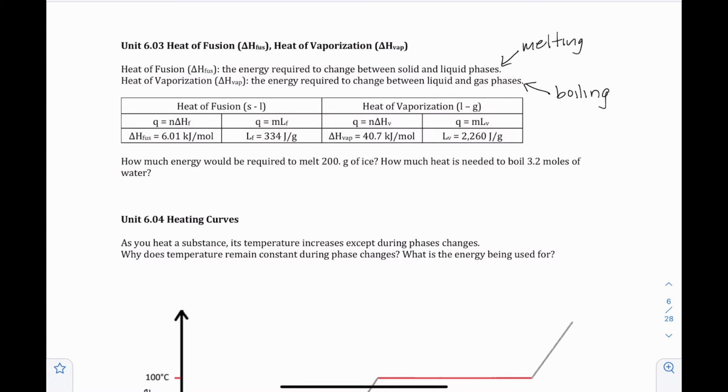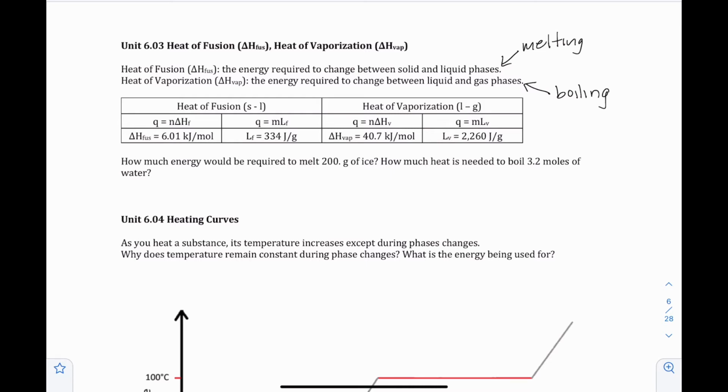For heat of fusion, you're going to use 6.01 kilojoules per mole if you're given moles in your problem, or 334 joules per gram if you're given grams in your problem. For heat of vaporization, you're going to use 40.7 kilojoules per mole if you're given moles, and 2260 joules per gram if you're given grams, okay? So you need to make sure that you use the correct value depending on whether you're melting or boiling, and depending on whether you're starting with moles or grams.